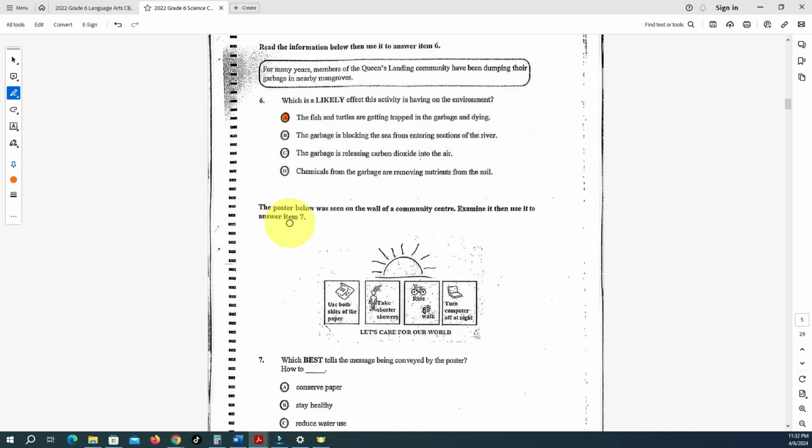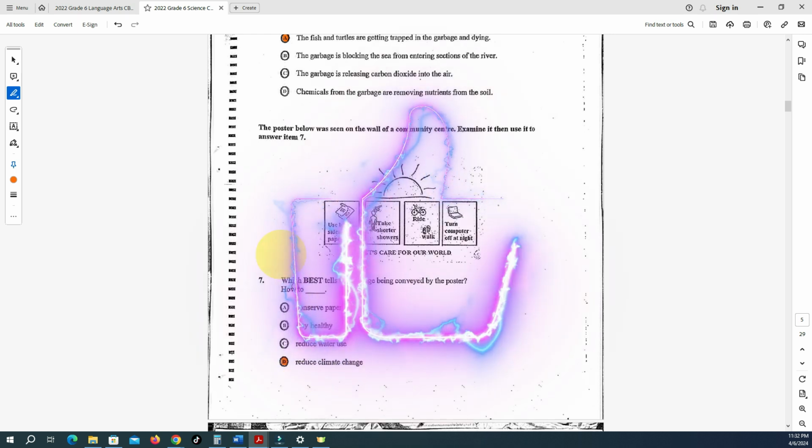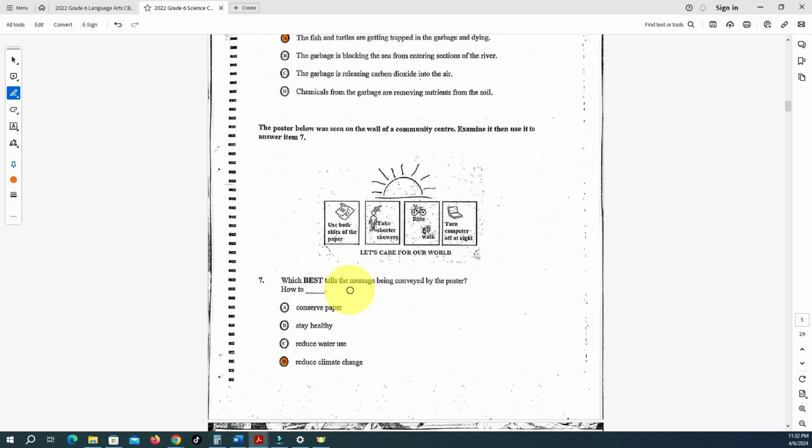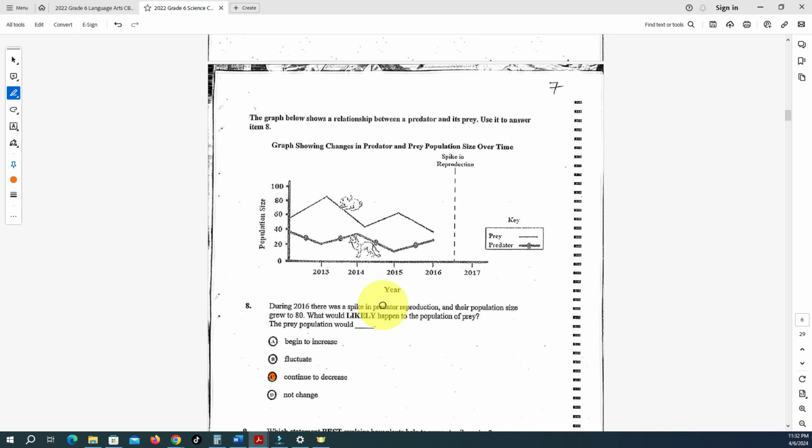All right. The poster below was seen on the wall of a community center. Examine it, then use it to answer item 7. So I'm seeing use both sides of the paper. That's paper conservation. This is water conservation. This is us not driving, so emission goes up in the ozone layer. And this is a computer turned off at nights, which is to preserve electricity. So I chose reduced climate change for the overall thing, right? So which best tells the message being conveyed by the poster? I chose reduce climate change.